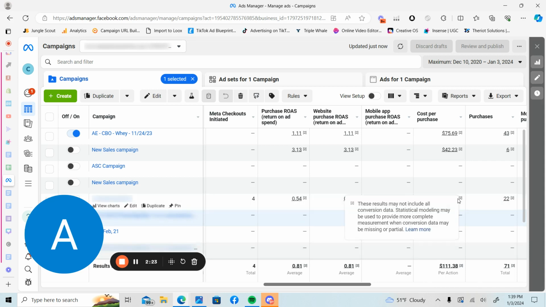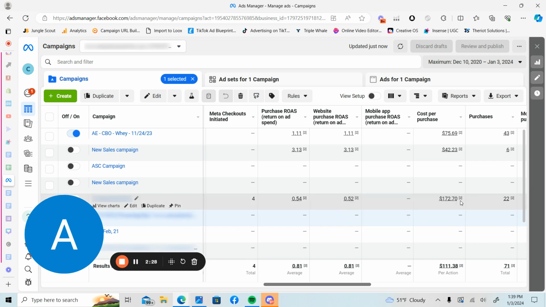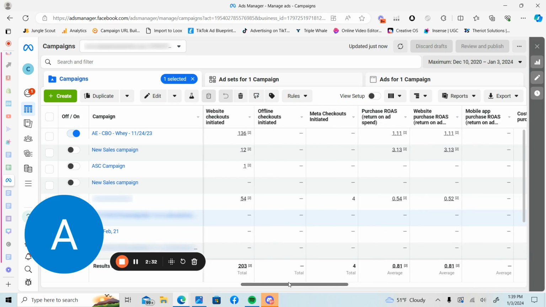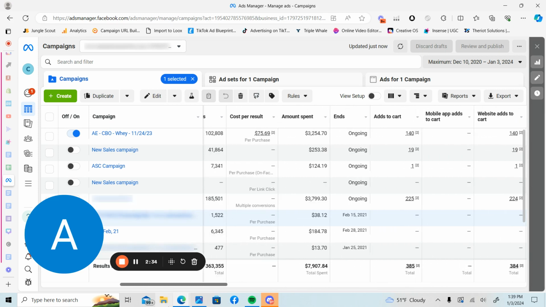And with their particular product, it's a product you buy. Again, typically, it's not a product you buy just once, but a $172 cost per purchase would not be great in this instance for this product.